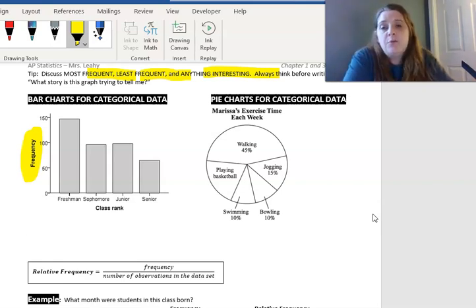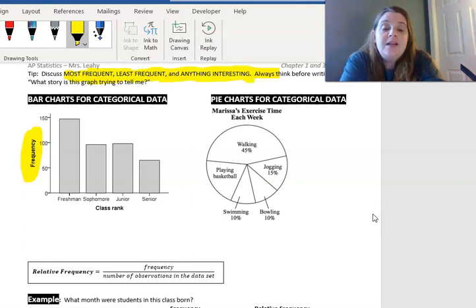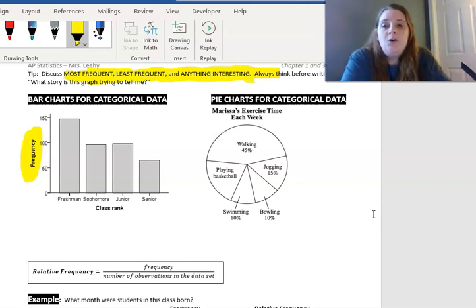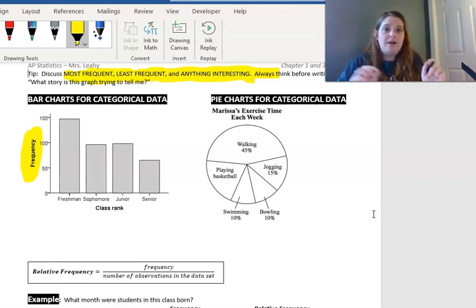So we're looking for data that has to be looked at a different way, and most of the time we're going to deal with categories. So when you talk about categorical data and you're going to write about it, most of the time what you're going to look for is the most frequent, the least frequent, and anything else that you might find interesting. And don't be afraid to say, what is going on here? What is this graph saying?